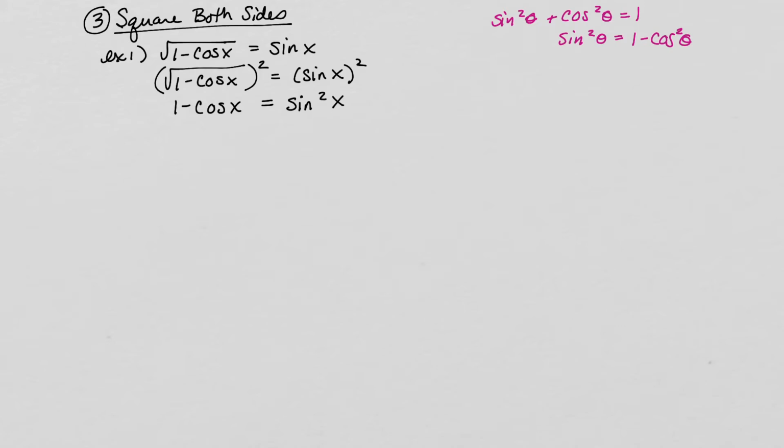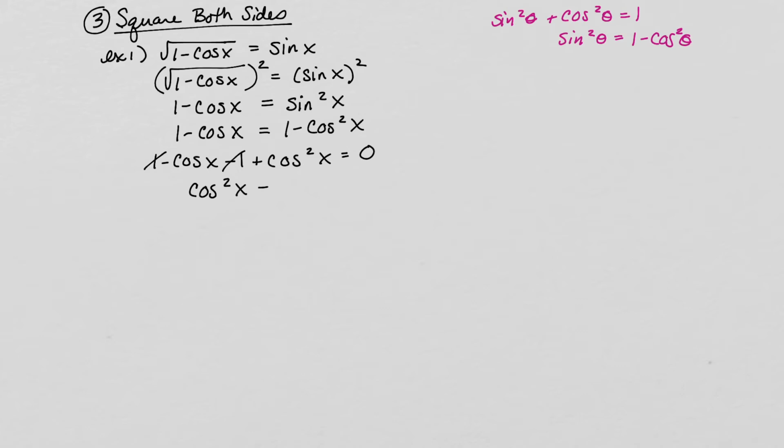Also, 1 minus cosine x, and sine squared is 1 minus cosine squared x. So if I move everything over to the left-hand side, I'm going to have 1 minus cosine x minus 1 plus cosine squared x equals 0. And the ones would cancel, right? And so I'm left with cosine squared x minus cosine x equals 0.